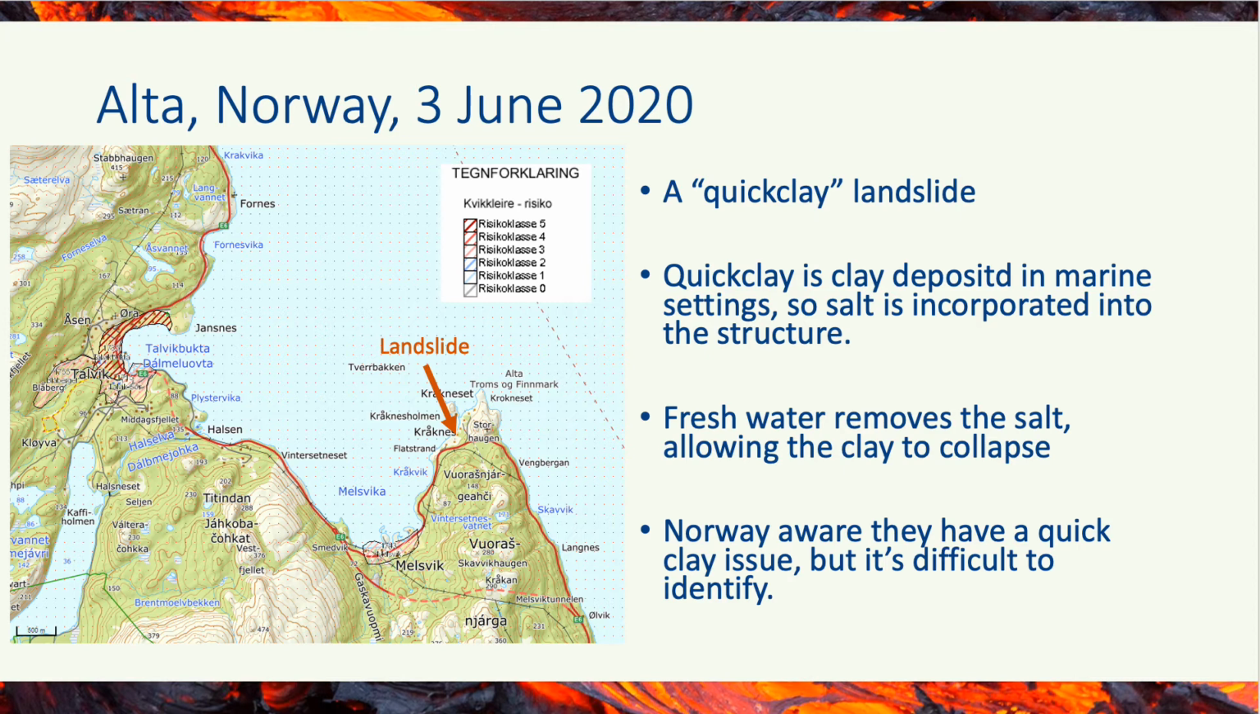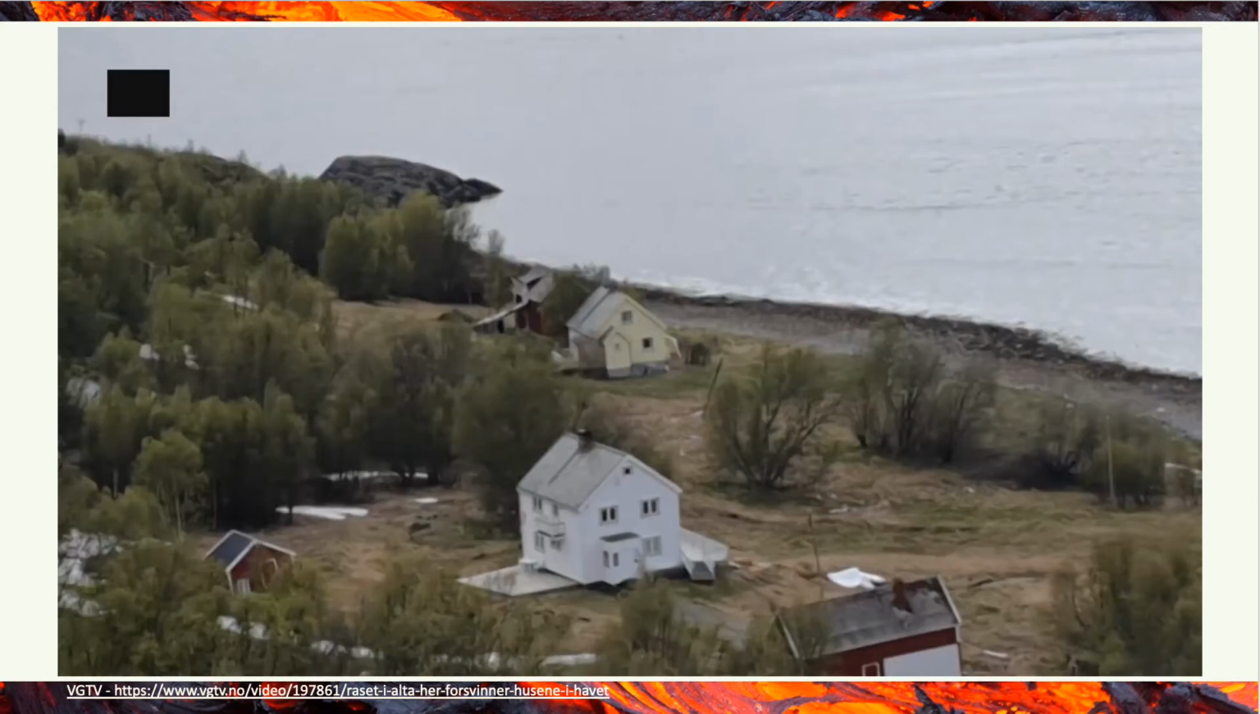However, that arrow is showing you where this landslide actually occurred. So it's outside the identified hazard area. So even though we can do the best risk analysis we can, sometimes things do get missed. So this video is from VGTV, and it shows what happened during this landslide. This was the very early stages.